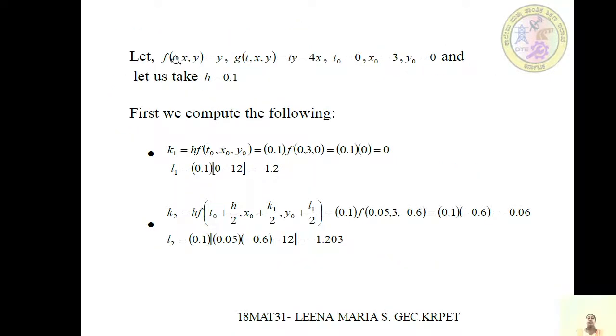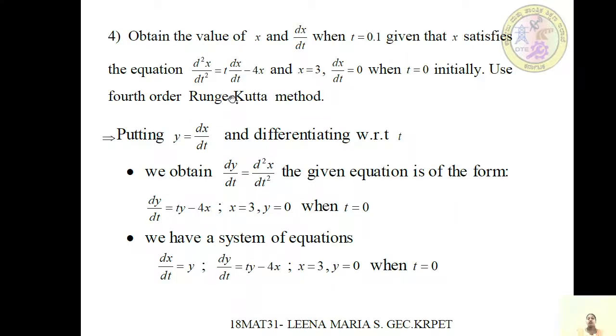So let the functions f of t comma x comma y is equal to y, g of t comma x comma y equals ty minus 4x, with the initial conditions t naught is 0, x naught is 3, y naught is equal to 0. So h is 0.1 because we have to find t is 0.1. f of x naught plus, that is t naught plus h, is what?